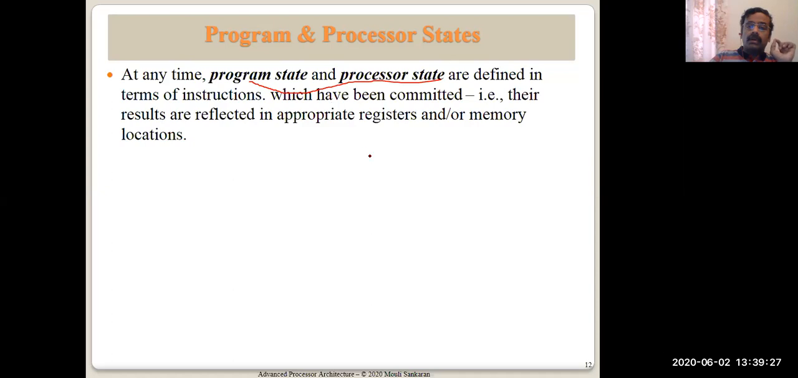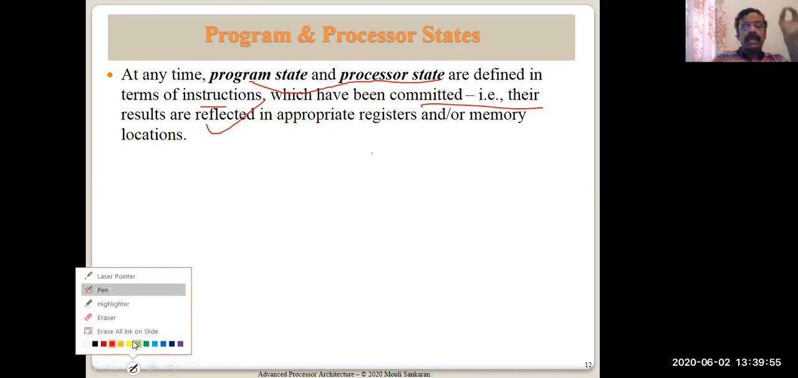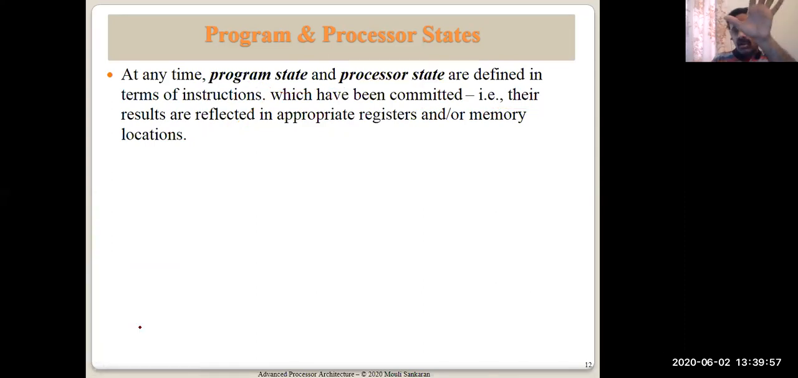So a state of the program or a process is nothing but the register set. What is the content of them? At any time, program state or processor state are defined in terms of instructions which have been committed. That means which have been written into the register set. Their results are reflected in appropriate registers and/or memory locations. So only committed instructions are considered to be done. Other things are all what we are doing ahead.